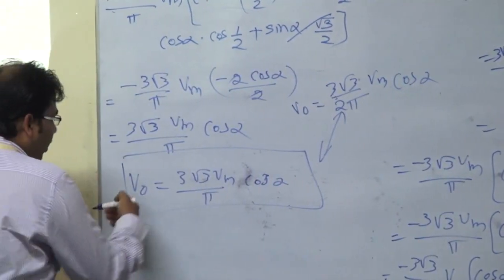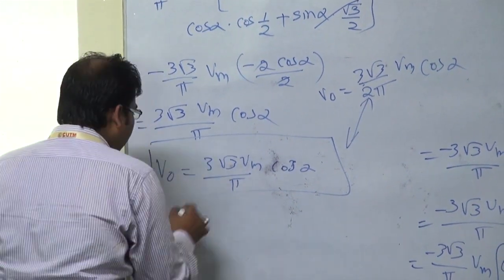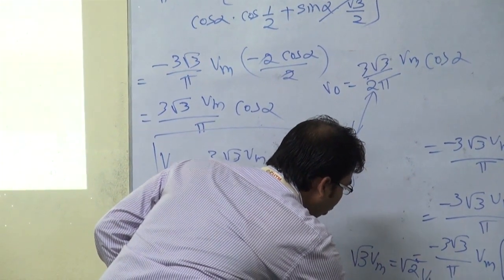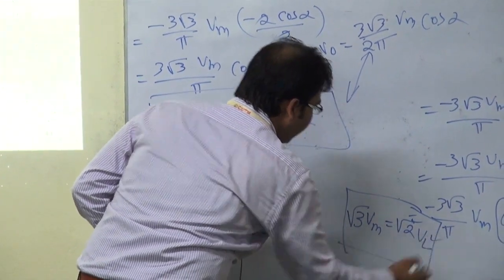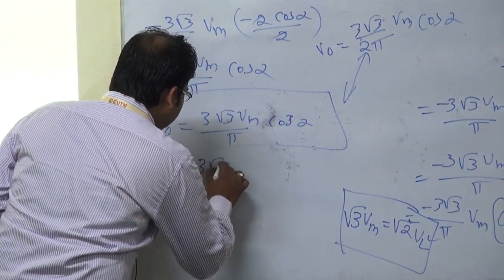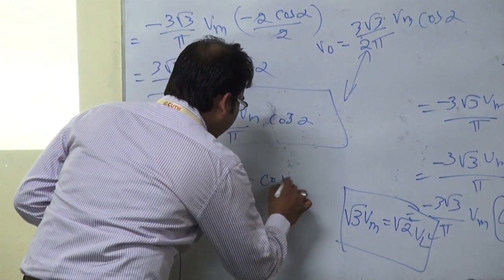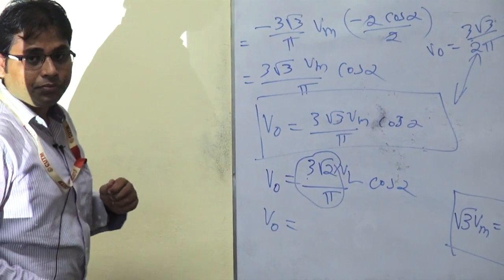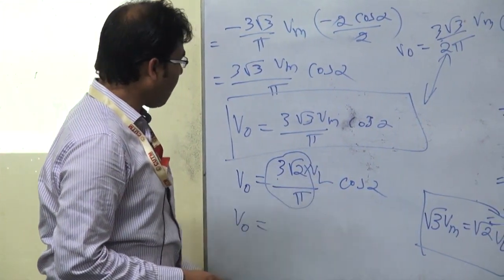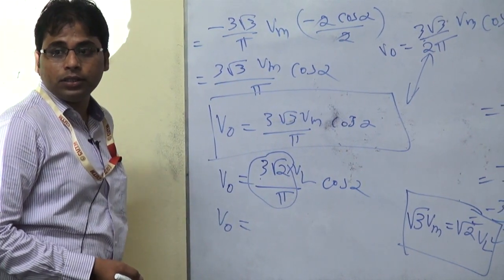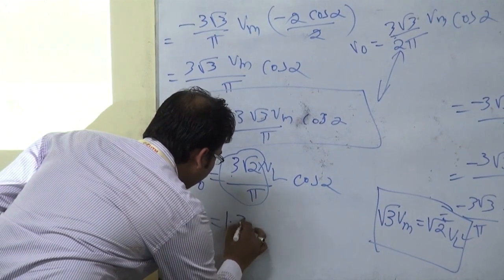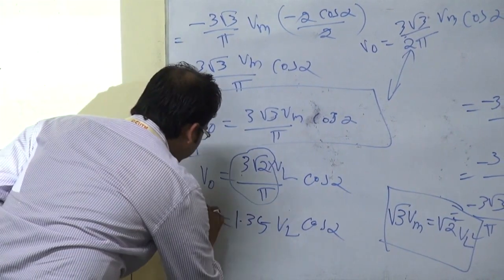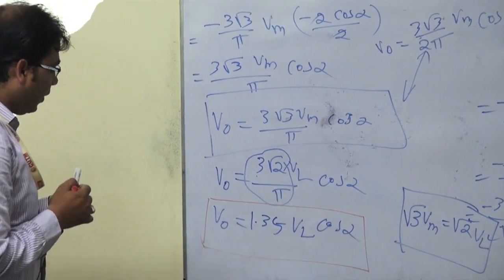Now in terms of line voltage, we can write this equation further. So V0 is equal to, since we know root 3 Vm is equal to root 2 VL, where VL is the line voltage, 3 root 2 VL by pi cos alpha. Just simplify this term and let me know how much it is. 3 root 2 by pi, how much is it? 1.35 VL cos alpha.